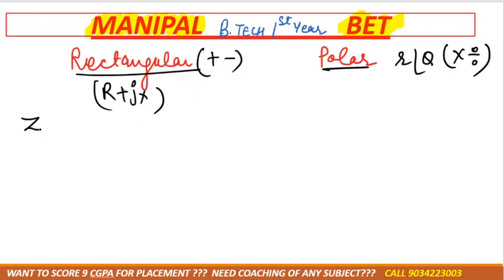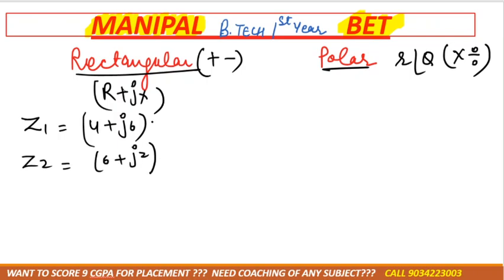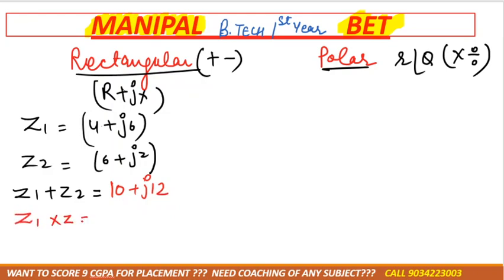Suppose they have given you z1 equal to 4 plus j6, z2 equal to 6 plus j2. We can simply add it, right? Or we can simply subtract it. Real with the real term, imaginary with the imaginary term. So 10 plus j12. But if I say z1 multiplied by z2, in rectangular form we can't. We need to first convert it into polar form, right? So how will you do the polar form?